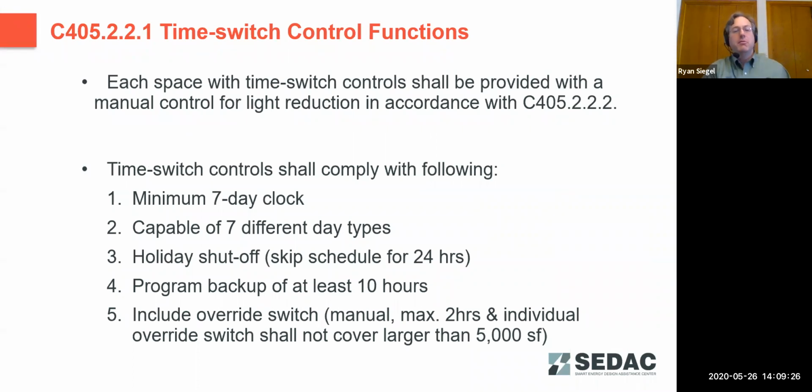Code does call out several functions that time switches have to have. One of the biggest things here is item number 4: have to have a program backup of at least 10 hours. This doesn't necessarily preclude manual time switch controls. However, there has to be some backup power supply to keep that running for at least 10 hours. And another large one is the holiday shutoff, to be able to skip the program for 24 hours. Those two are probably the more common difficult ones to get.